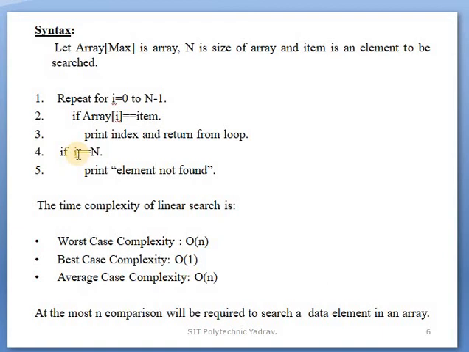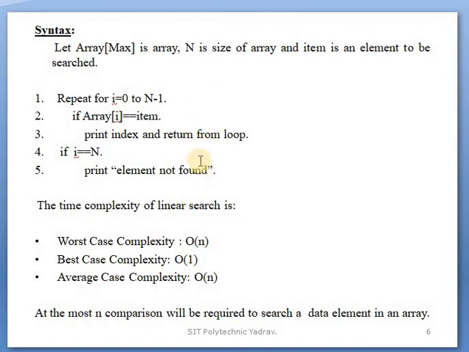What does I mean? I is the index of your array. For example, 0 1 2 3 4 are the indexes of the array. If I becomes equal to the number n, then "element is not found" is displayed.